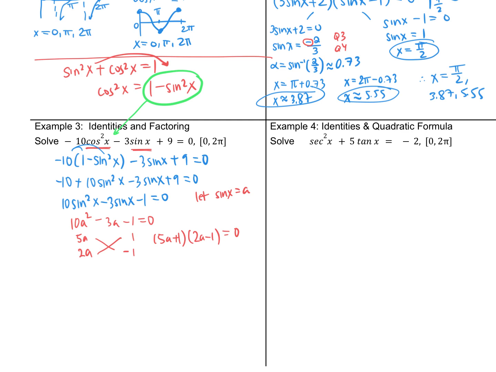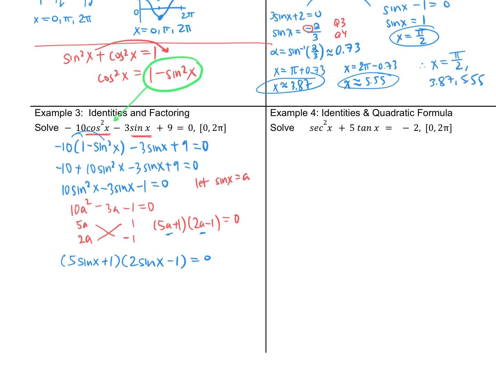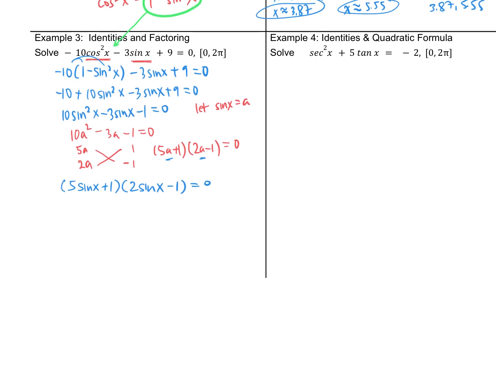And now I can of course go back to turning this into a trig equation. So 5 sine x plus 1 in one bracket, 2 sine x minus 1 in the other bracket. And now we can branch out to actually solve this. So we need to set 5 sine x plus 1 equal to 0 and 2 sine x minus 1 equal to 0. And let's isolate for sine x.